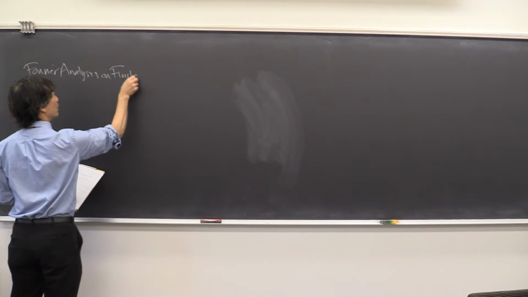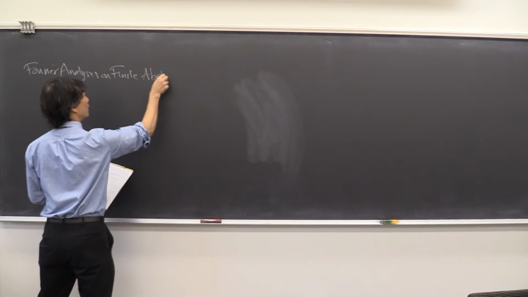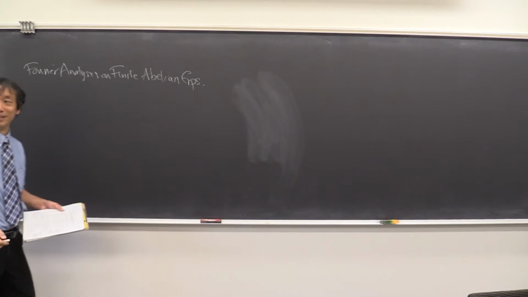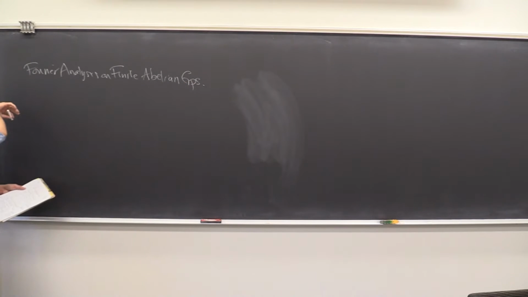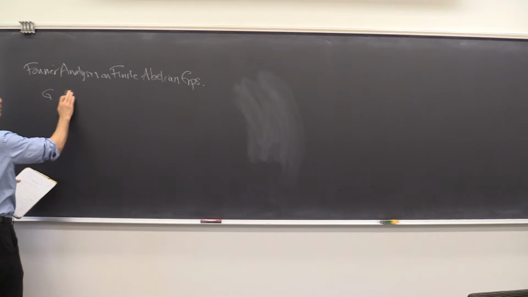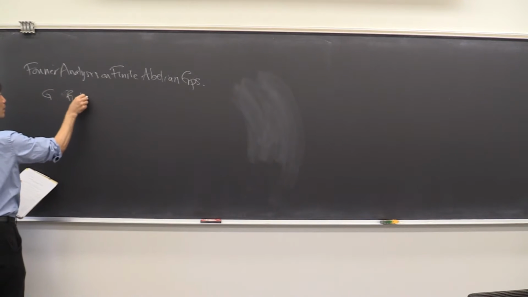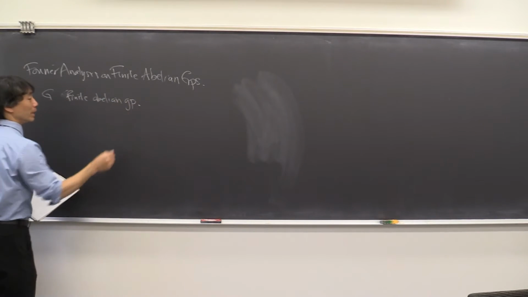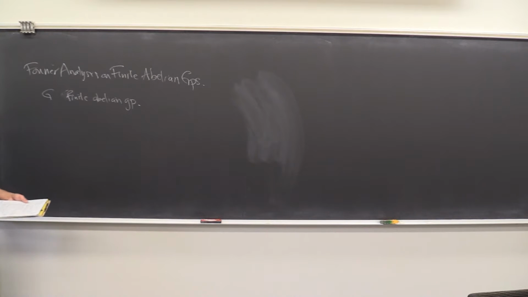Abelian groups. This time we went over a bunch of definitions. What kind of definitions? So you have some finite abelian group. What's the goal? Can anybody tell me what the goal is?